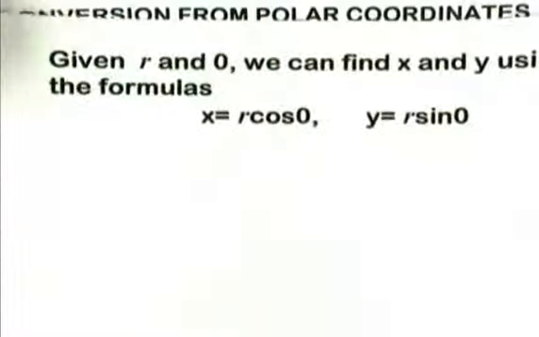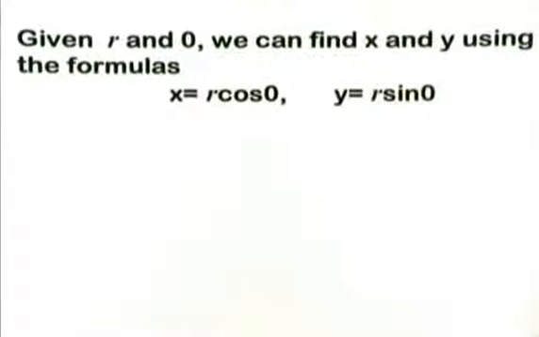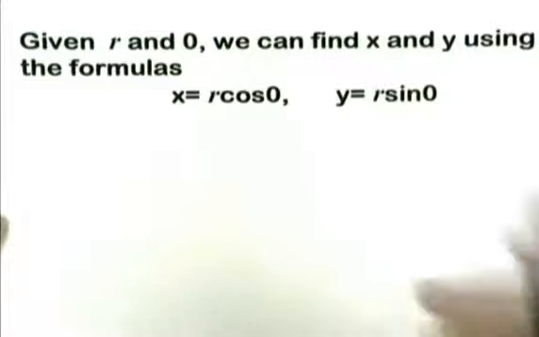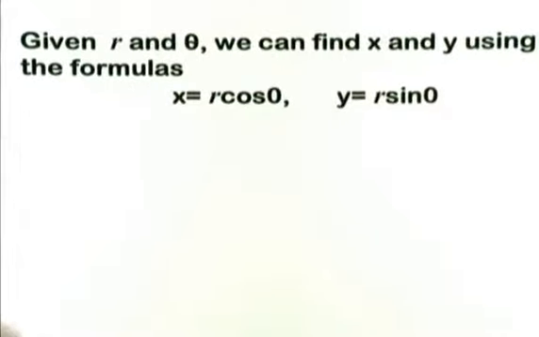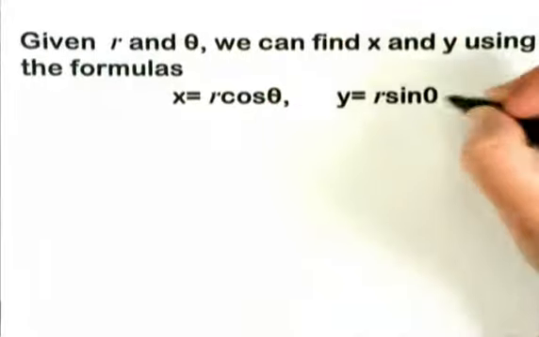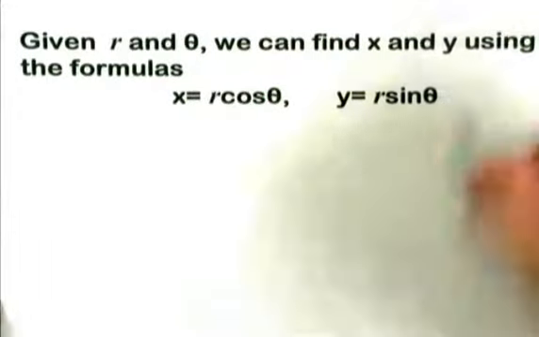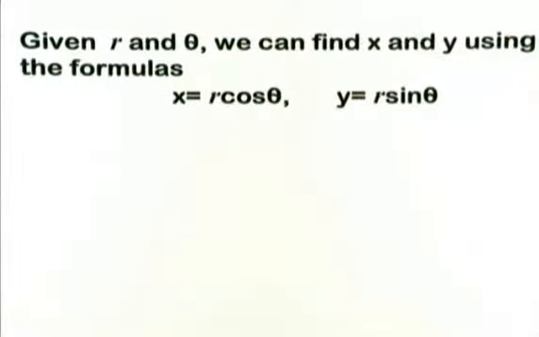So we can summarize what we've just said. Given r and theta, we can find x and y by using the formulas. x is equal to r times cos theta, and y is equal to r times sine theta. That's the conversion from polar coordinates to rectangular coordinates.